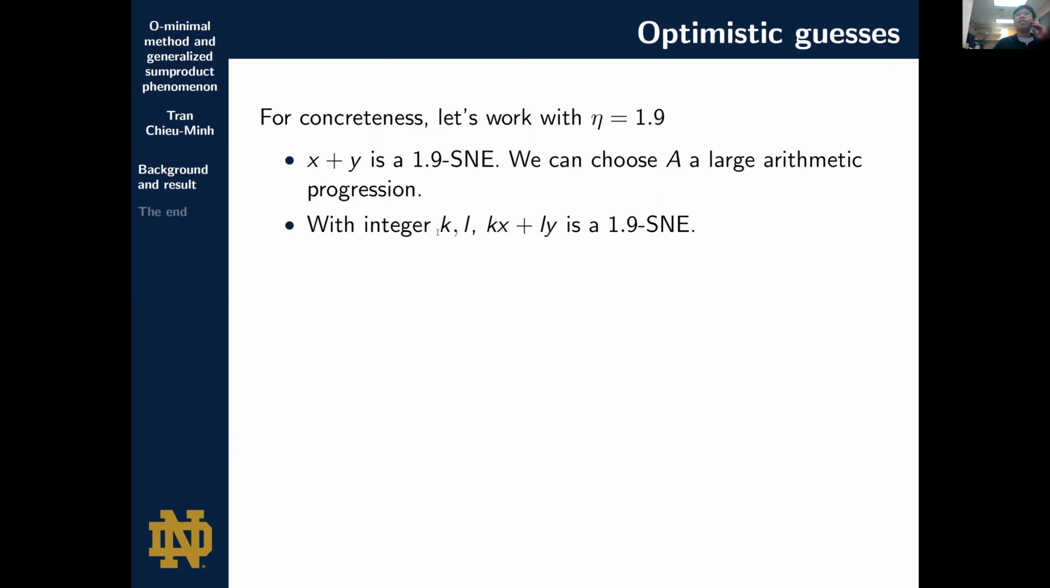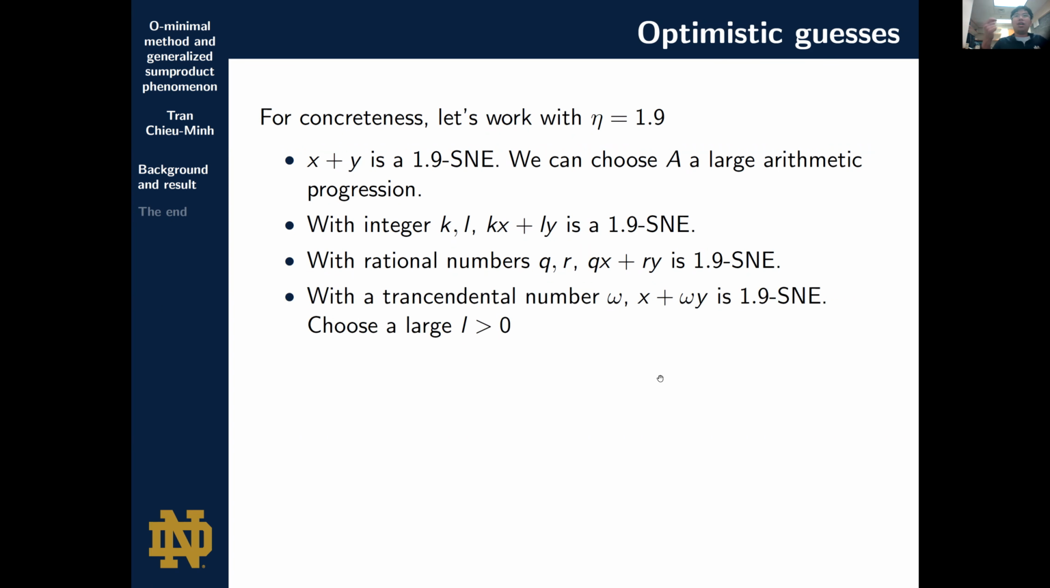For example, if you choose k to be 1 and l to be 2, you can also take A to be a large arithmetic progression. If you take A and add it with 2 times A, the size of that would expand by at most a factor of 3, which is still way smaller than A to the power 1.9. And with a slight modification, you can get it also for rational numbers, because you can simply clear the denominators, showing that Qx plus Ry is a 1.9 symmetric non-expander pair.